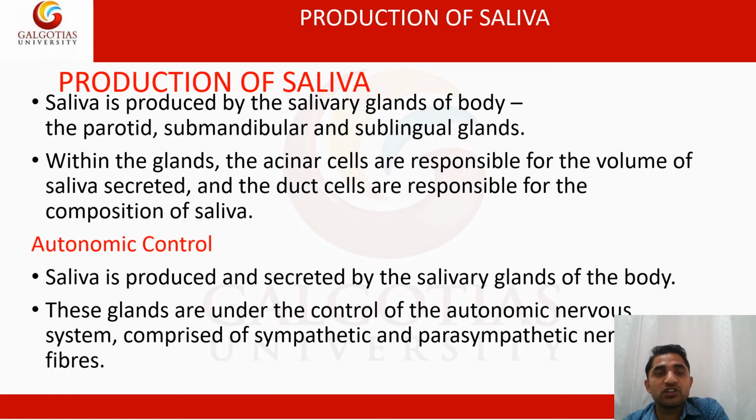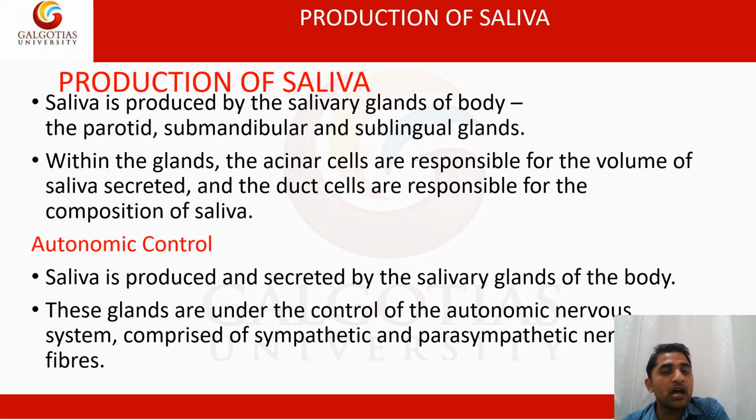Then we come to the production of saliva. Saliva is produced by the salivary glands of the body: the parotid, submandibular, and sublingual glands. These are the major glands. Within the gland, acinar cells are responsible for the volume of saliva secreted, and ductal cells are responsible for the composition of saliva, meaning the content of the saliva.